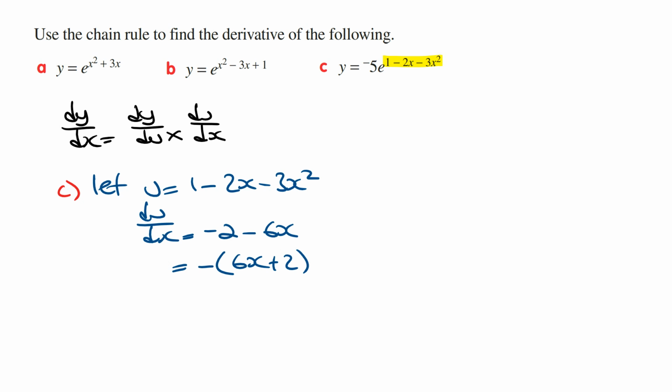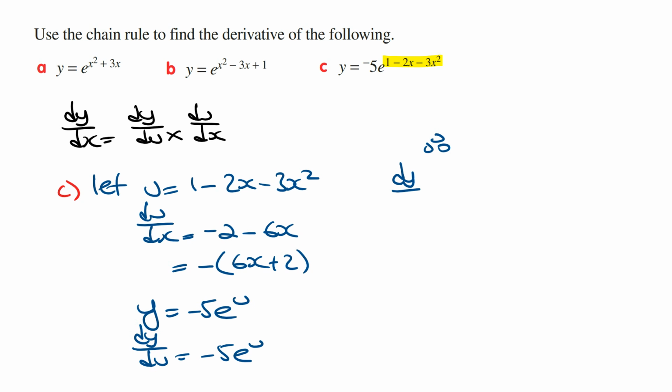We then write y as a function of u, and so this is going to be minus 5 times e to the power of u, and deriving this, we're going to get dy du, and this is going to equal minus 5 times e to the u. From here, we sub this into the chain rule formula to work out the derivative.